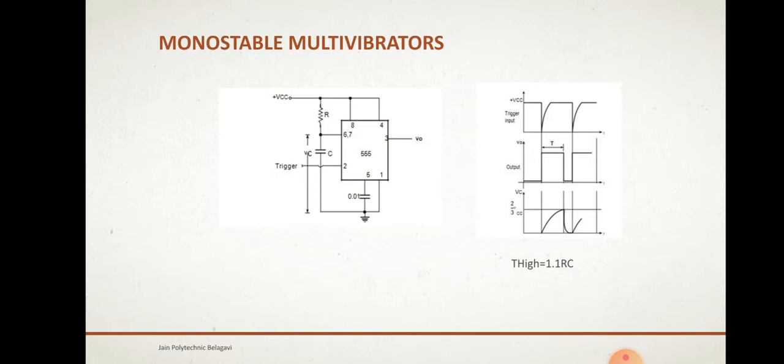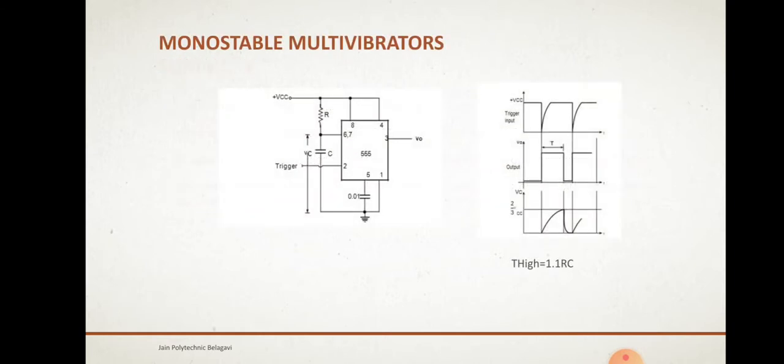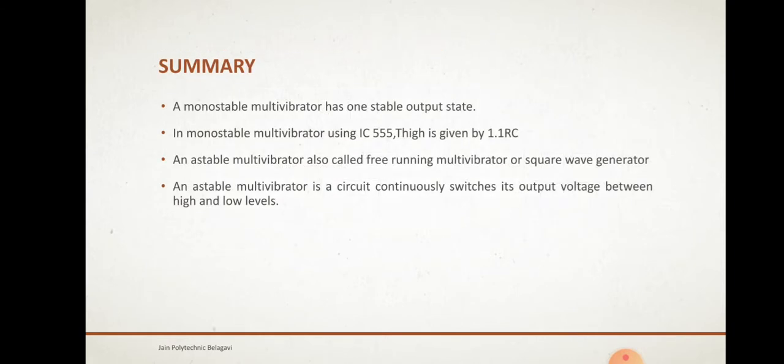So that is the working of the monostable multivibrator. The monostable multivibrator has one stable output state. Monostable multivibrator using the 555 IC: T high is given by 1.1 RC.